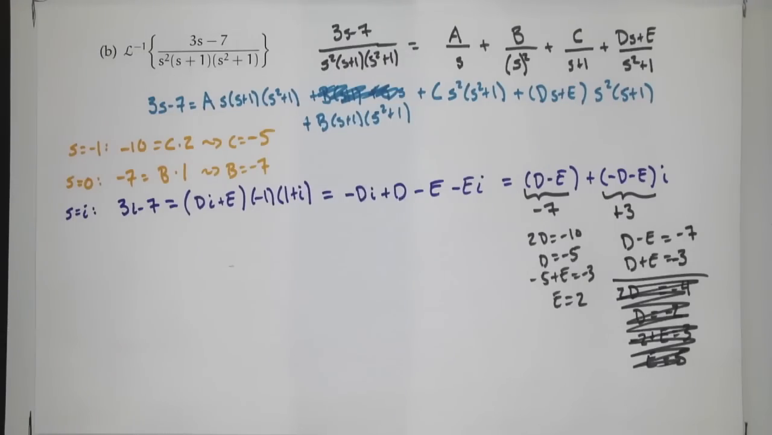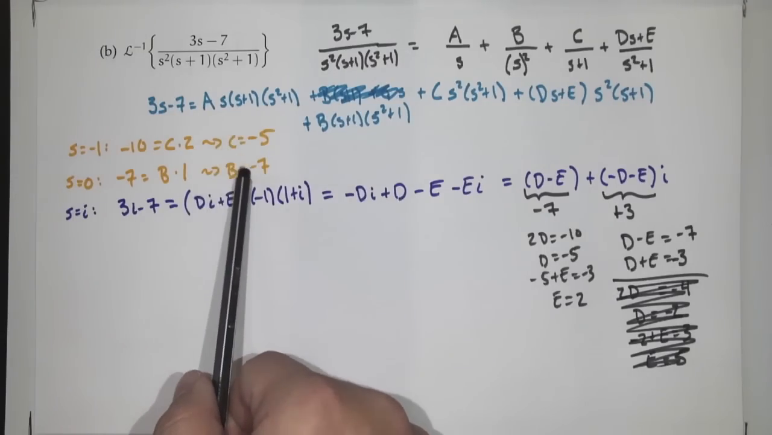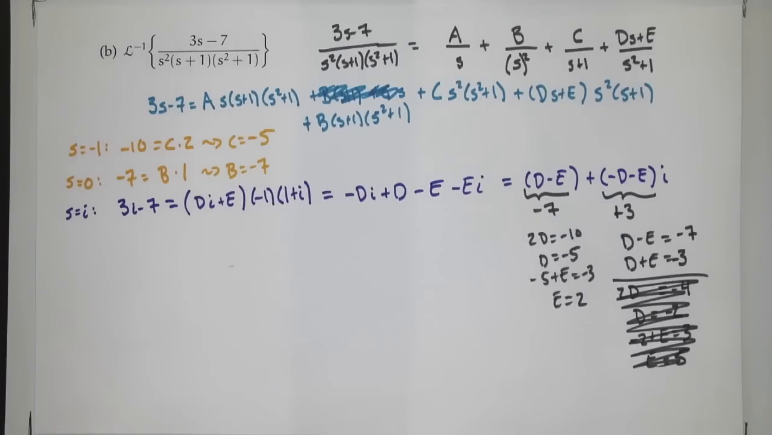No. What have we found? We found B and C and D and E. What haven't we found? Oh yeah. How do we get that A?